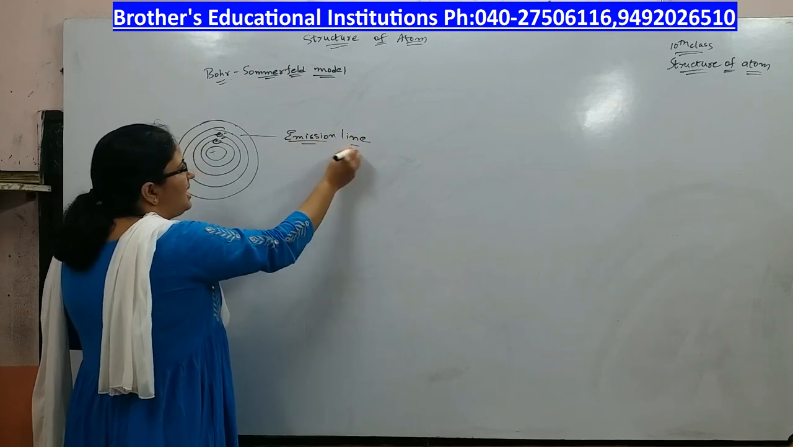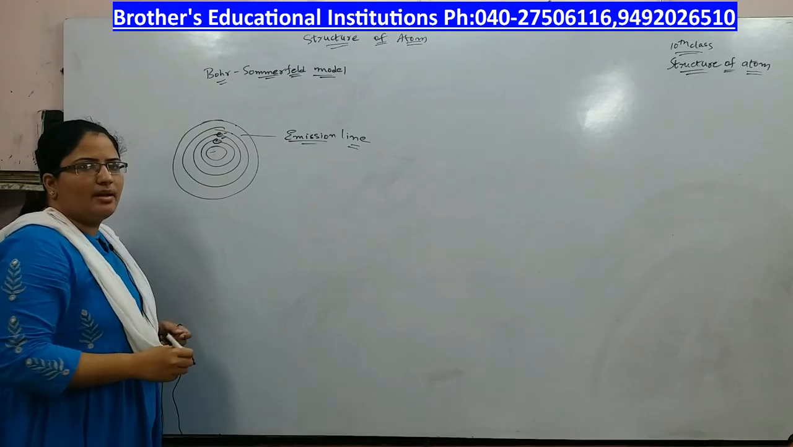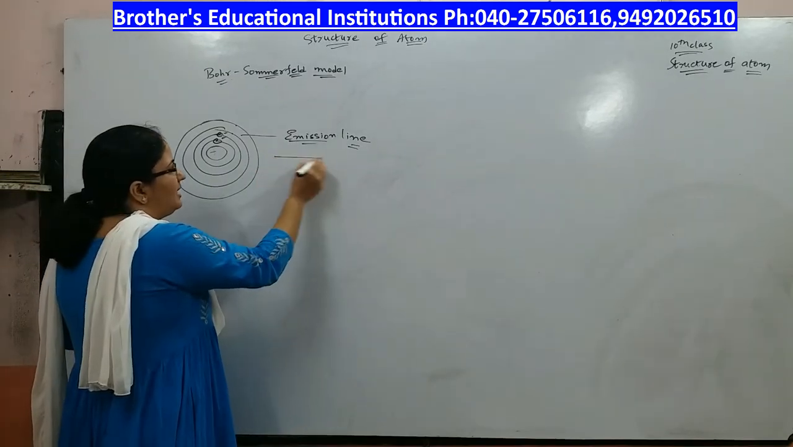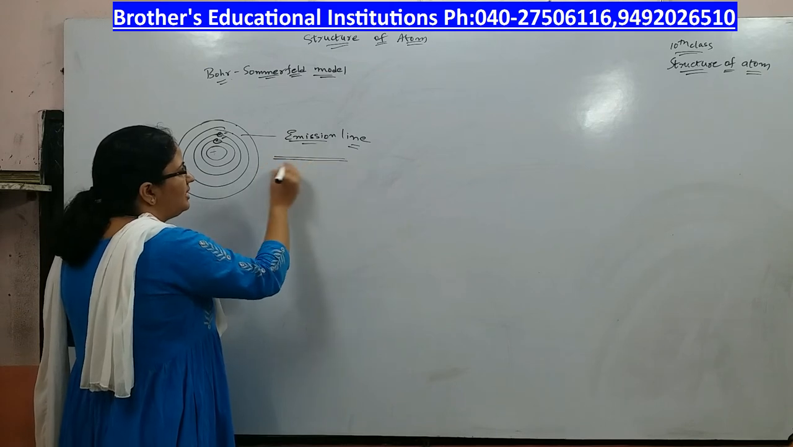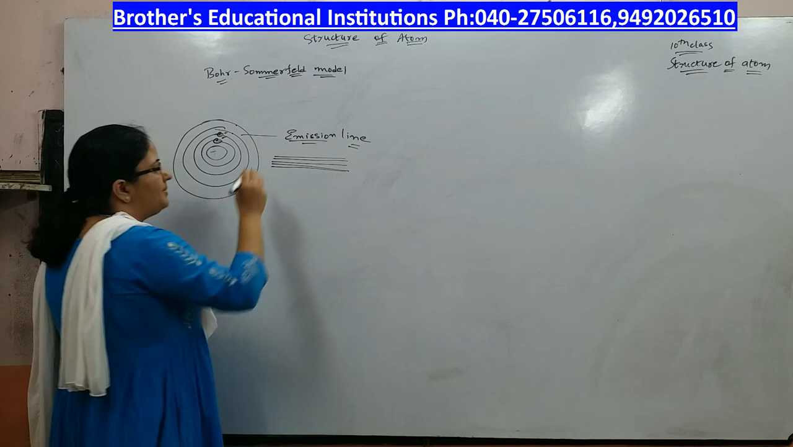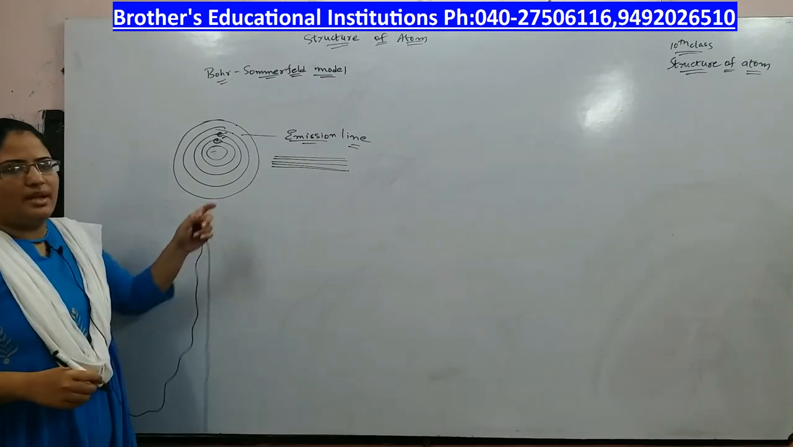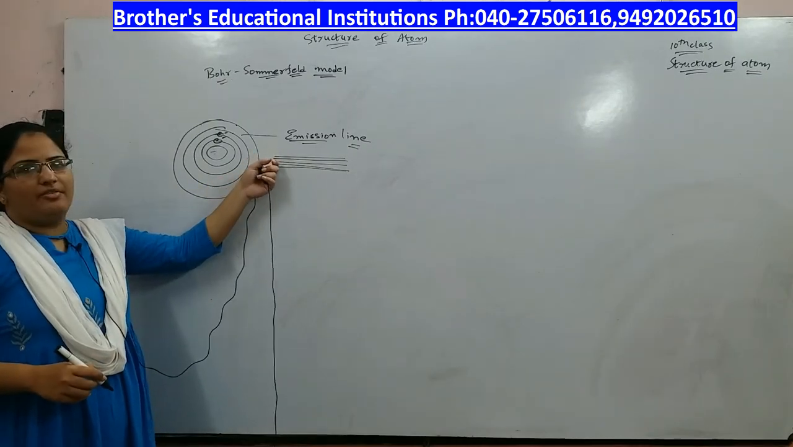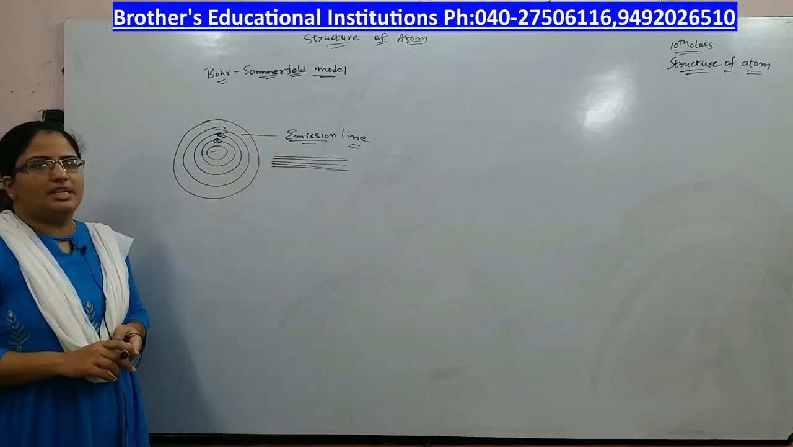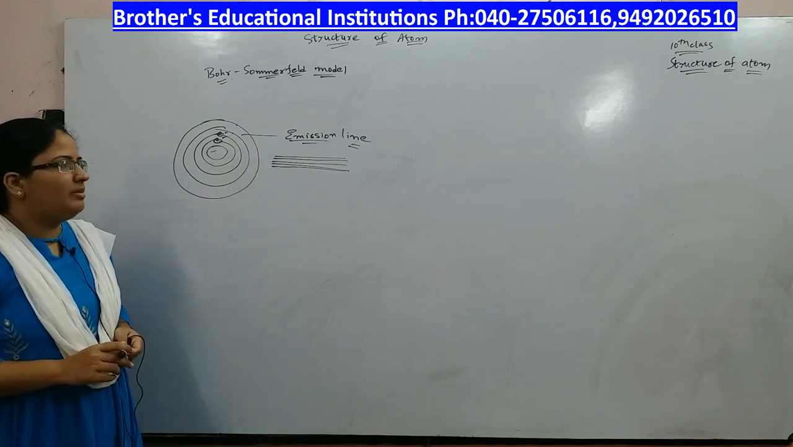When this emission line was observed with a high resolution spectroscope, it was seen that the emission line contained further fine lines. The reason for these fine lines is explained by the Bohr-Sommerfeld model.